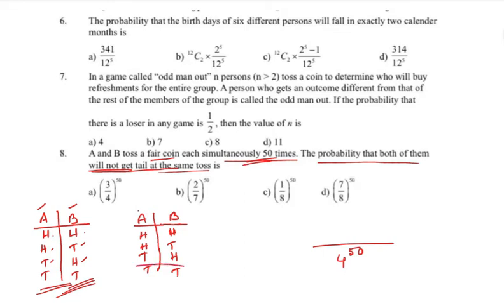The probability that both of them will not get a tail at the same time. This is the one case where they get tail at the same time. If you exclude this case, then what happens? 3 to the power of 50 is the answer for that particular question.